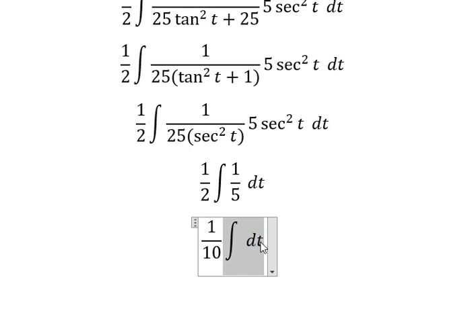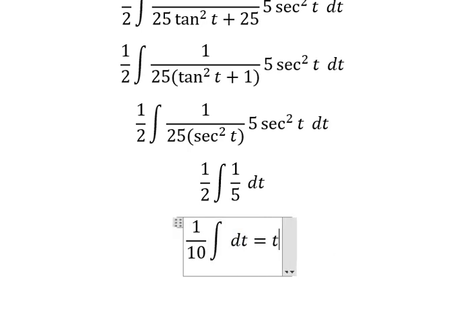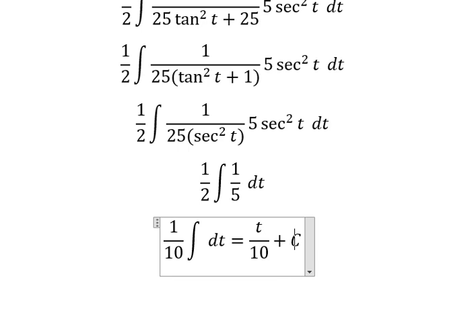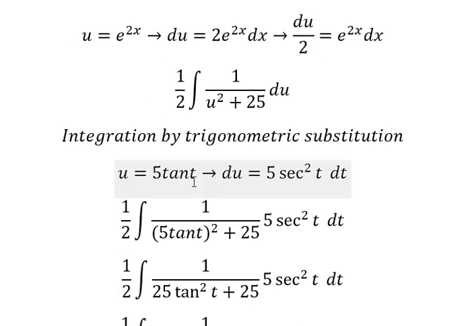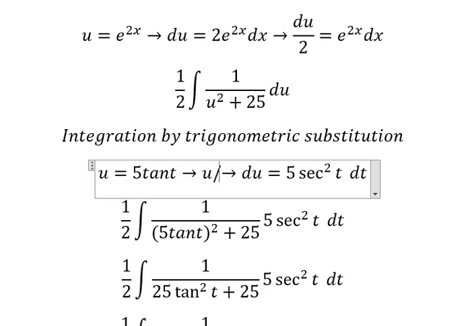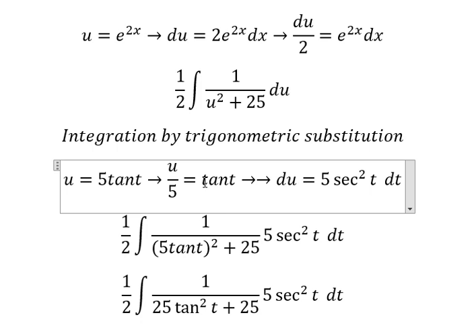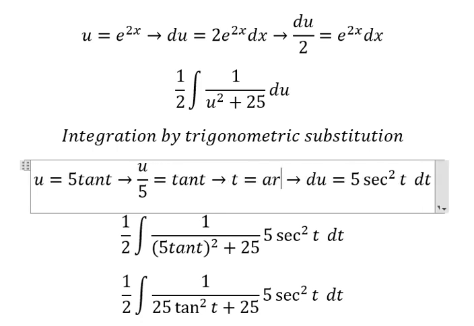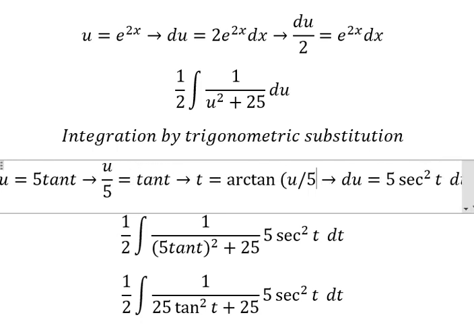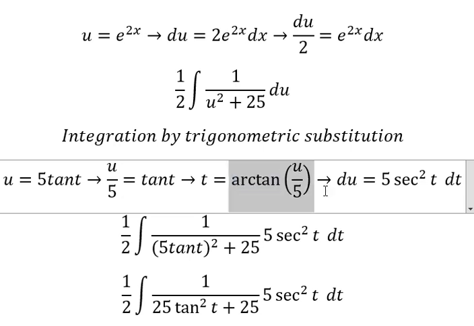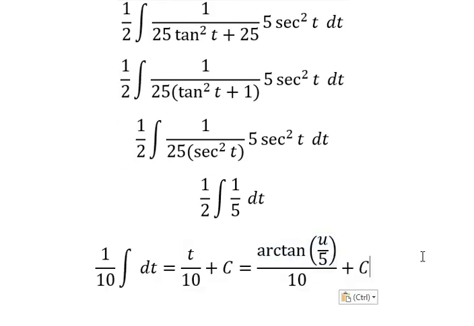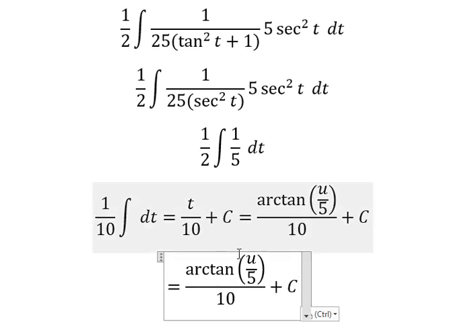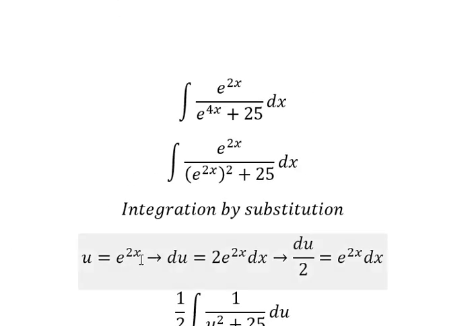The integration of this one, we have t. About t, that is about this one. So we divide both sides by 5. And we have t equals arctan of u over 5. So I will put this one to change for t. About u, that is about this one.